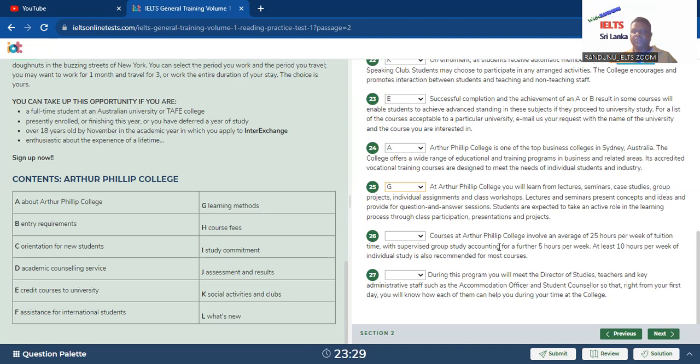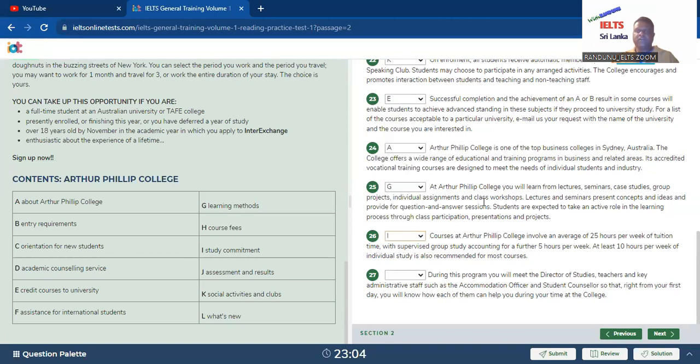Courses at Arthur Phillip College involve an average of 25 hours work in tuition, group work, study, 5 hours per week, 10 hours per week. This is the study commitment, the minimum study requirement. Study commitment, I.